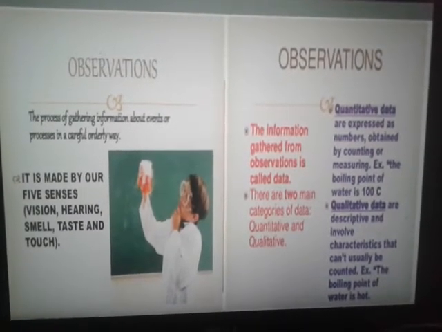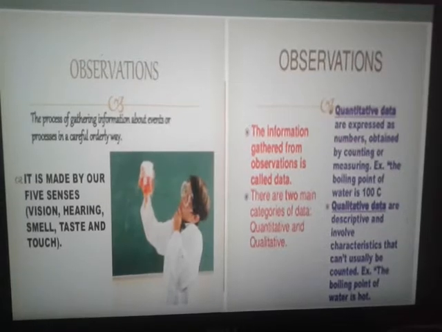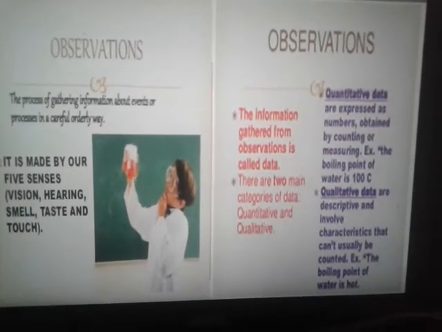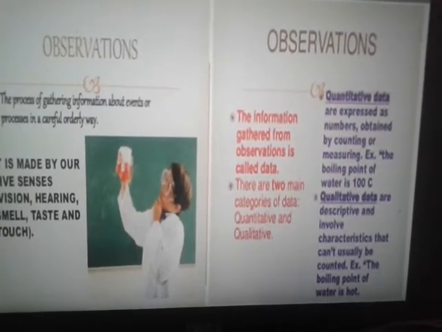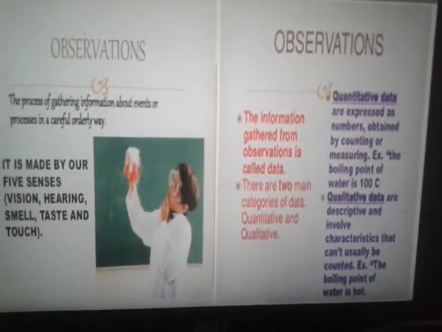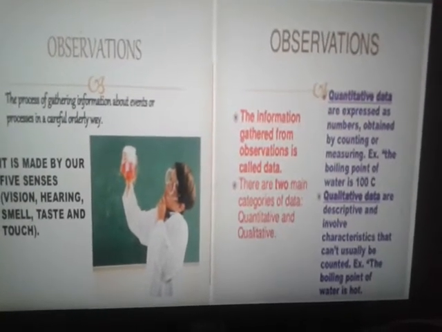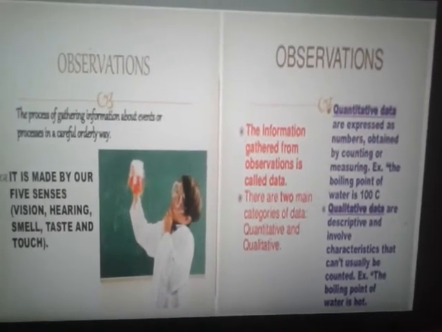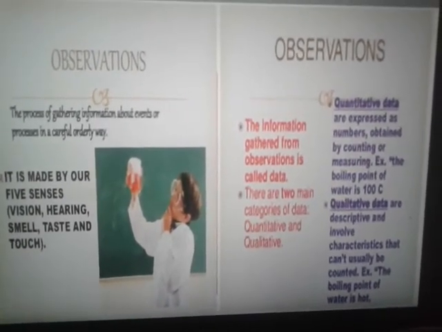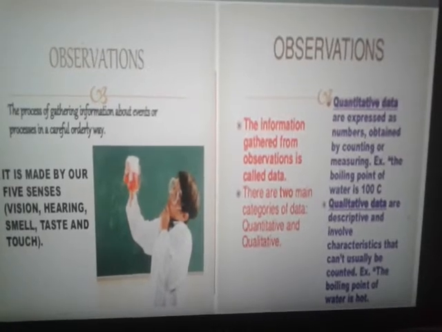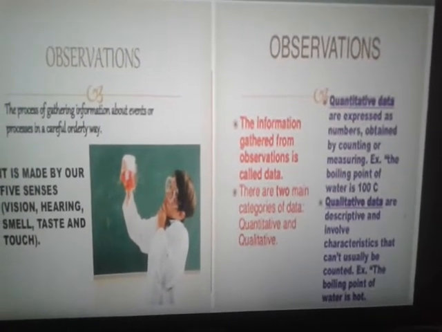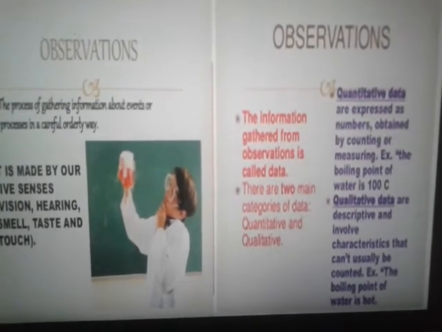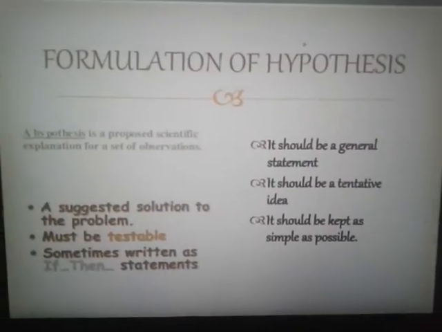There are two main categories of data: quantitative and qualitative. Quantitative data are expressed as numbers obtained by counting or measuring. For example, the boiling point of water is 100 degrees Celsius. And qualitative data are descriptive and involve characteristics that can't usually be counted. For example, the boiling point of water is hot.